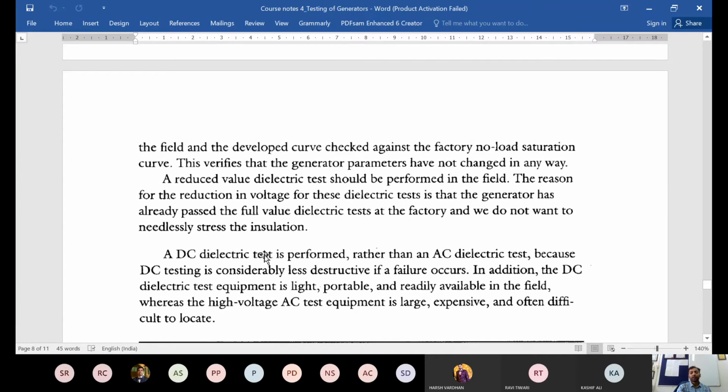And usually a DC dielectric test is performed rather than an AC dielectric test. So as we discussed earlier, even the voltage level recommended for DC dielectric test is lesser. It is only 1.7 times of the rated voltage. And moreover, it says here because DC testing is considerably less destructive if a failure occurs. In addition, the DC dielectric test equipment is light, portable, and readily available in the field, whereas the higher voltage AC test equipment is large, expensive, and often difficult to locate. So due to some logistical and practical constraints, usually when we do in the field, it is the DC dielectric test at a reduced value of voltage.